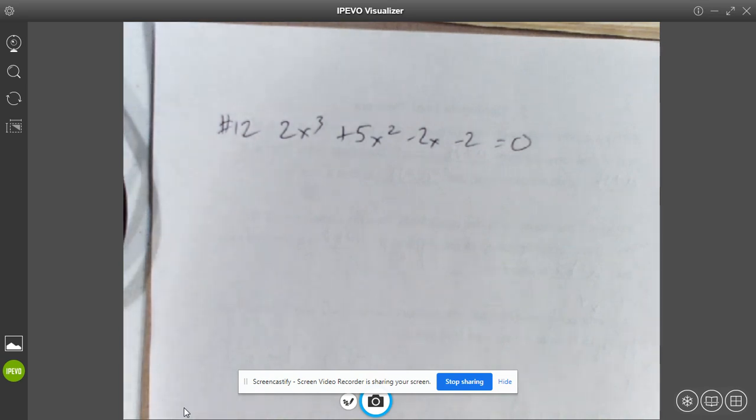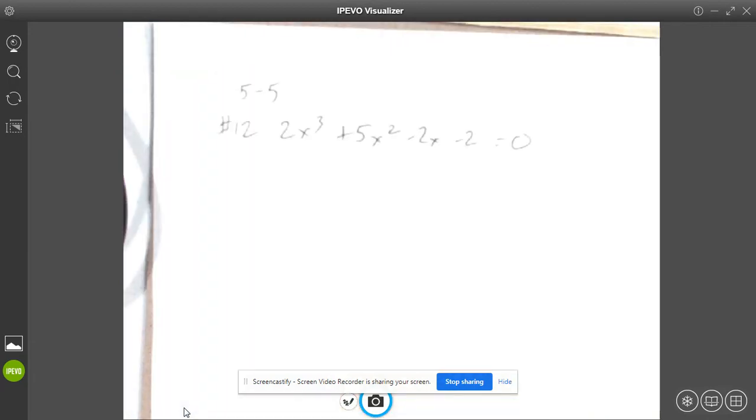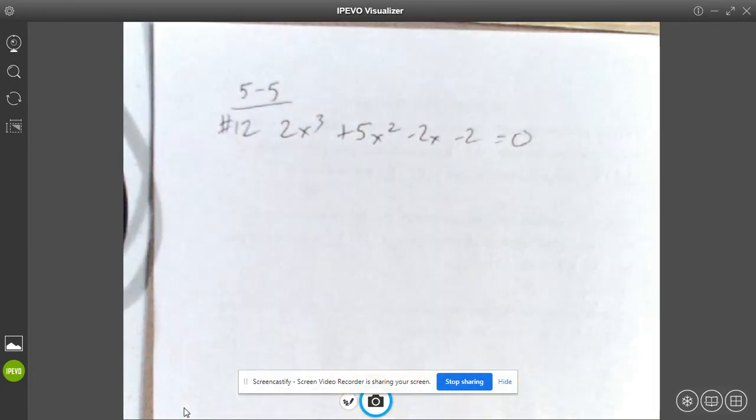All right, going over some of the questions you guys had on 5.5. So we are looking first at question 12. Let me check exactly what the directions were for this. It says use the rational root theorem to list all possible roots, then find any actual rational roots.